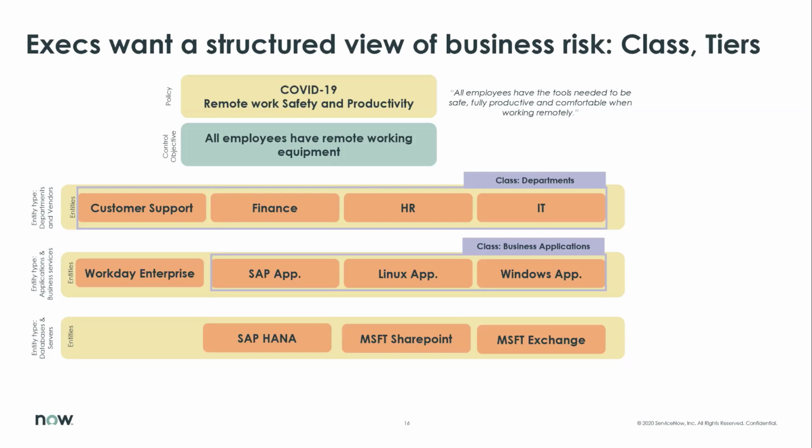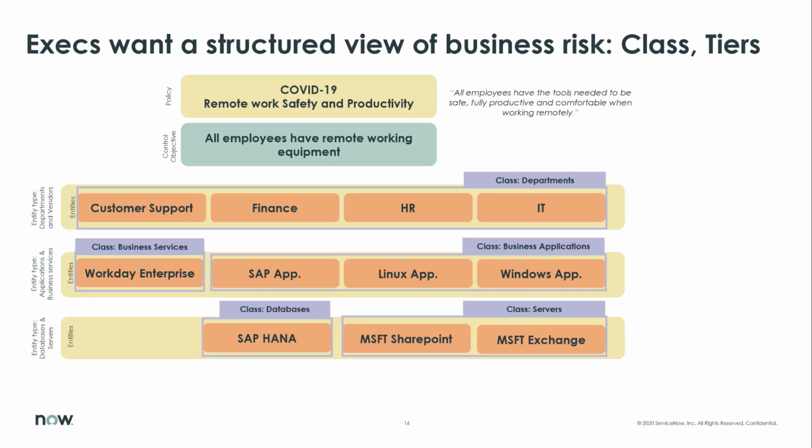In the second entity type, we have some business applications, and we're going to associate them with the class business application. In addition to this, we have a new class that we call business services. It just happens that the entity belonging to this class business services is also an entity type, application and business services. Another class would be databases. And finally, for this example, our last class would be servers.